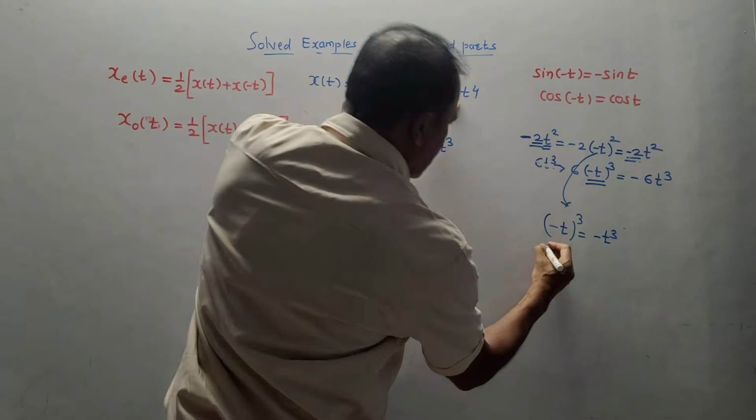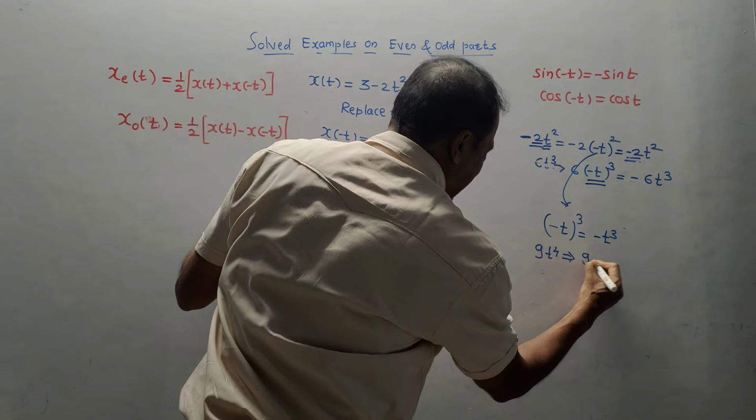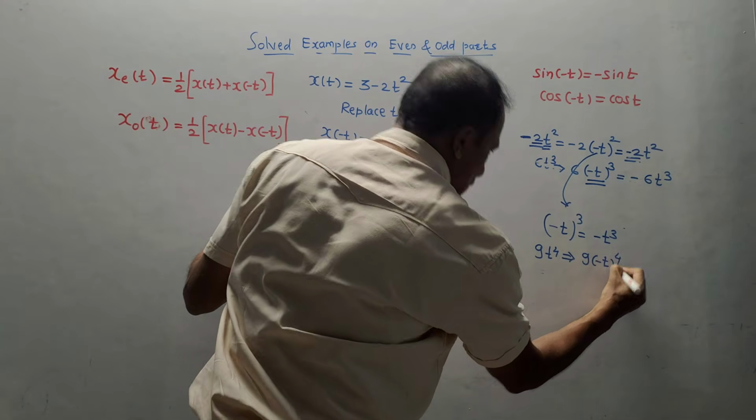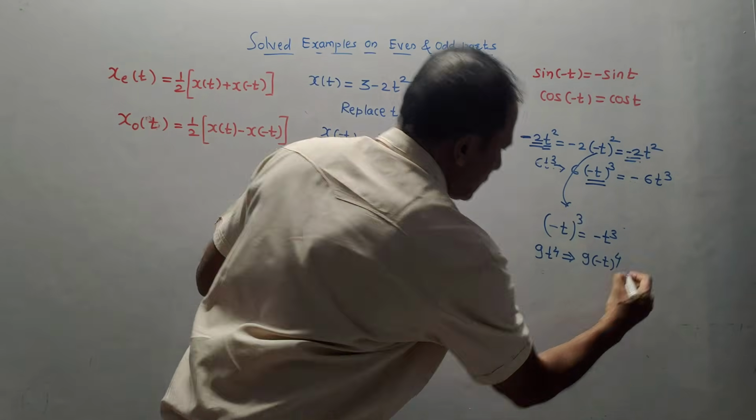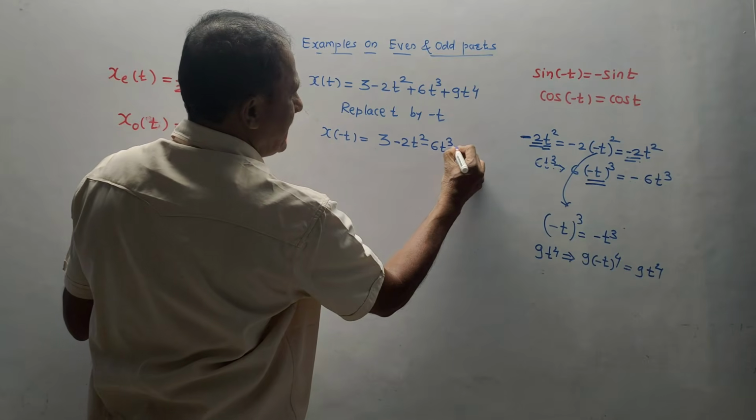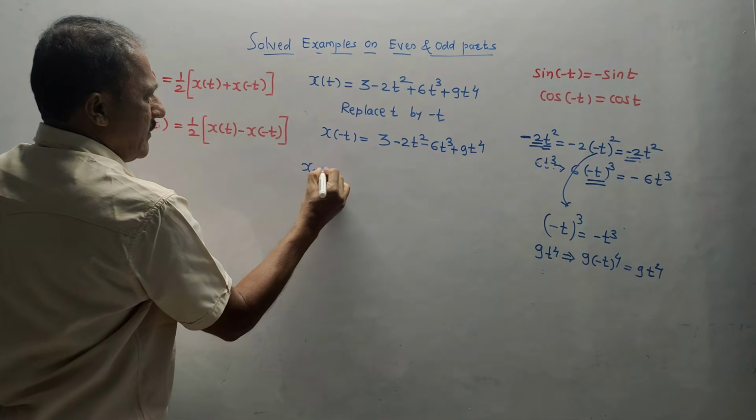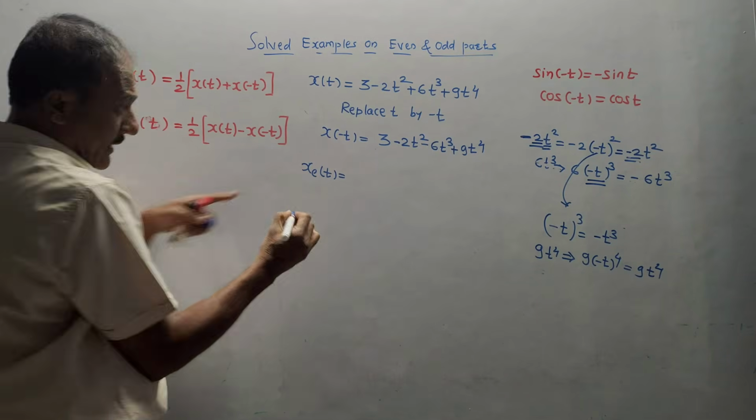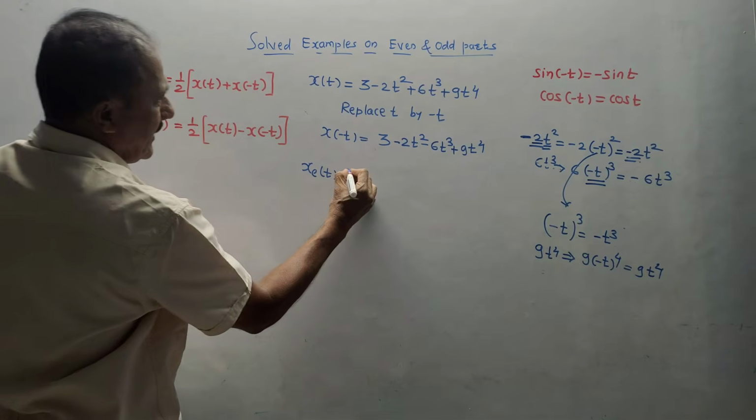Now the last term, this is 9t raised to 4. It can be represented as 9 in the bracket minus t raised to 4. What I said, when the power is even, it becomes plus, so this 9 remains as it is. It is t raised to 4, so this term is 9t raised to 4. Now the remaining part: we have to first calculate the even part. In the exam, you need to write this formula first. I am presently writing the direct values.